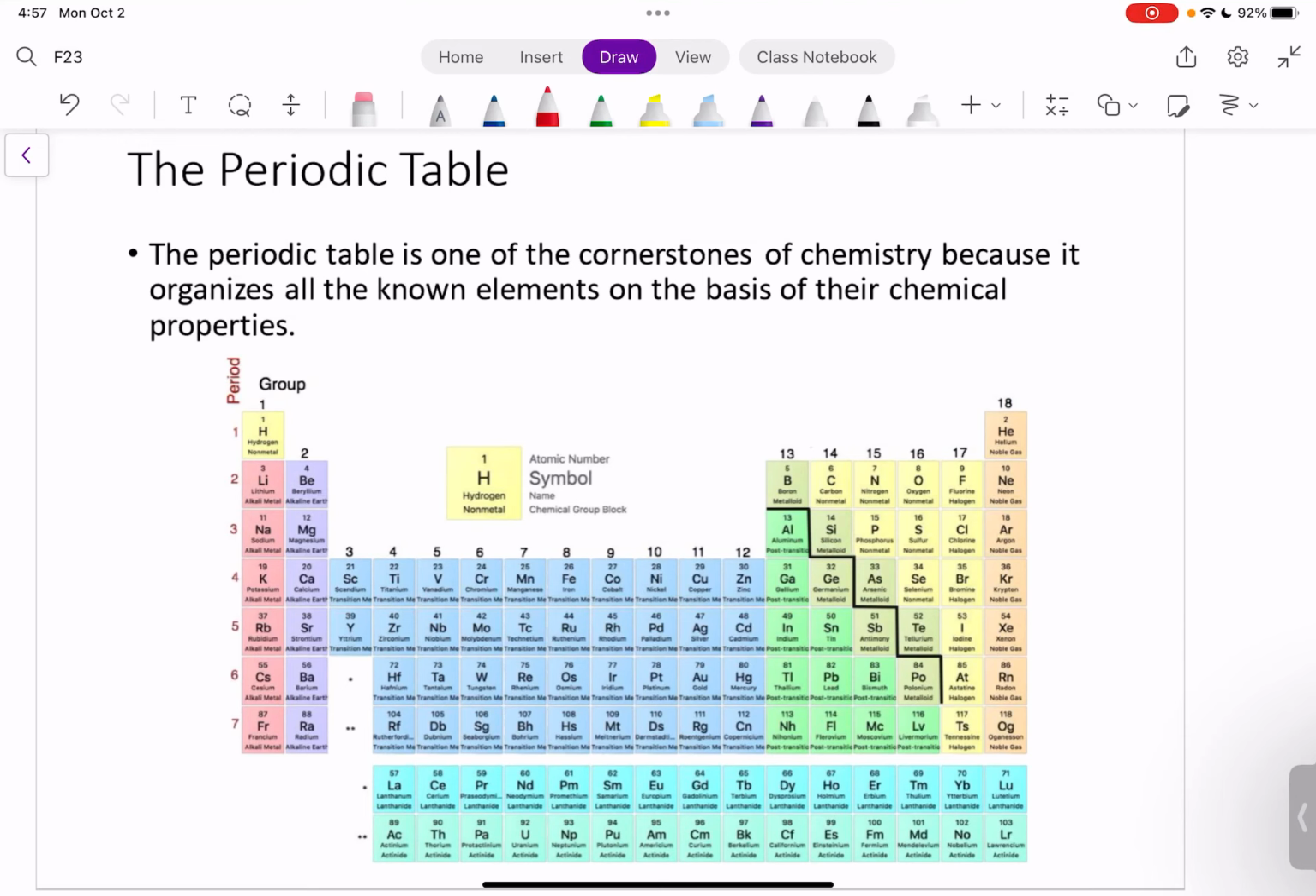In this video, I just want to talk about the periodic table in a little bit more depth. So we've been working with it quite a bit already, so I don't think it's going to take a lot to convince you that it's a really useful tool for chemistry. But let's look a little bit closer at it. The periodic table is really important because it organizes all of the elements that we know about on the basis of their chemical properties. So there's a lot of information on here and it's organized in a very systematic way.